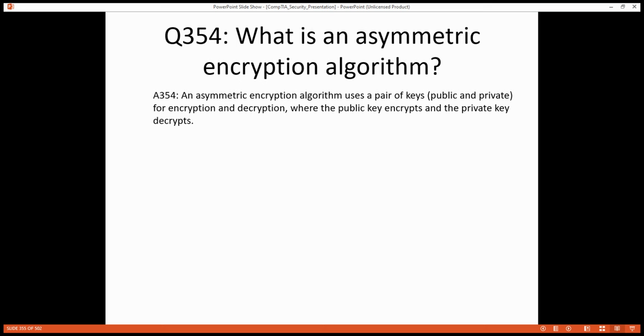Q354. What is an asymmetric encryption algorithm? A354. An asymmetric encryption algorithm uses a pair of keys, public and private, for encryption and decryption, where the public key encrypts and the private key decrypts.